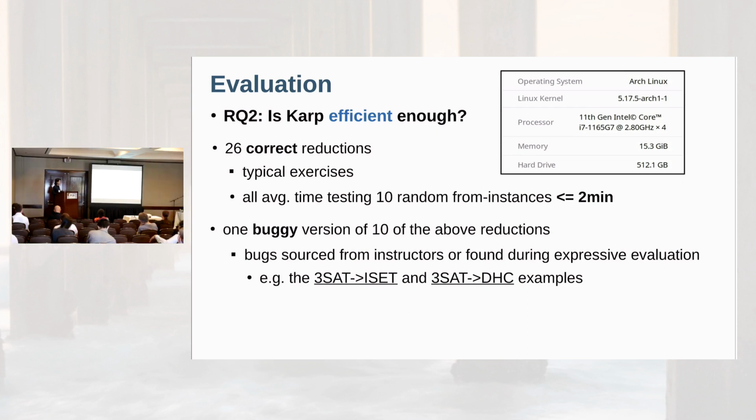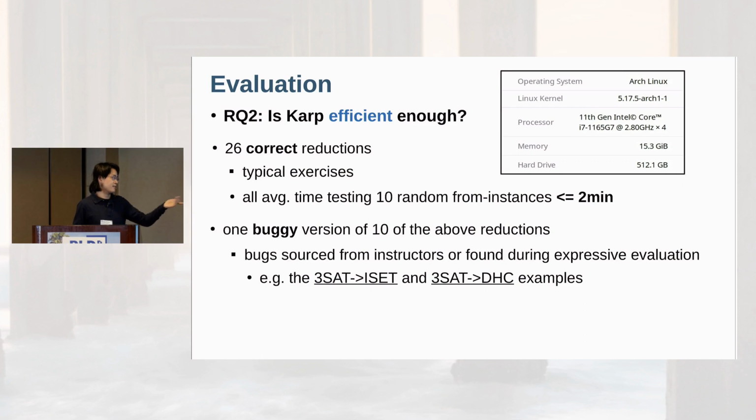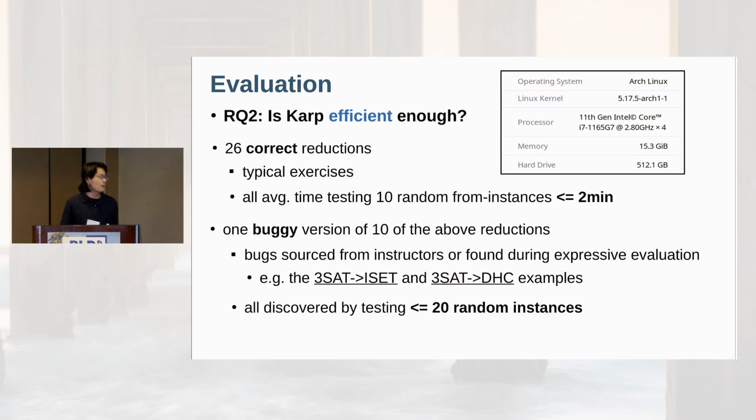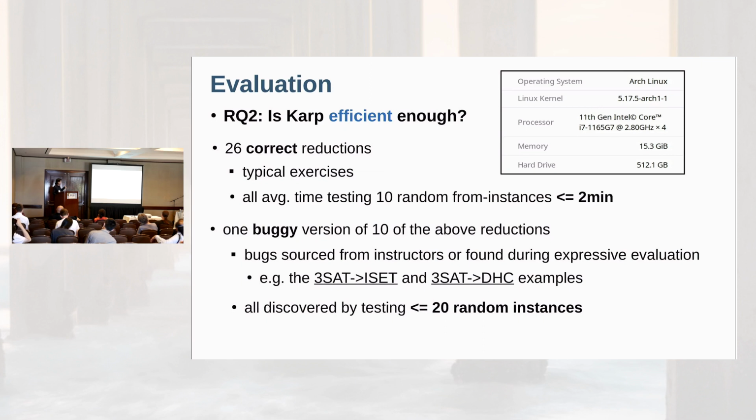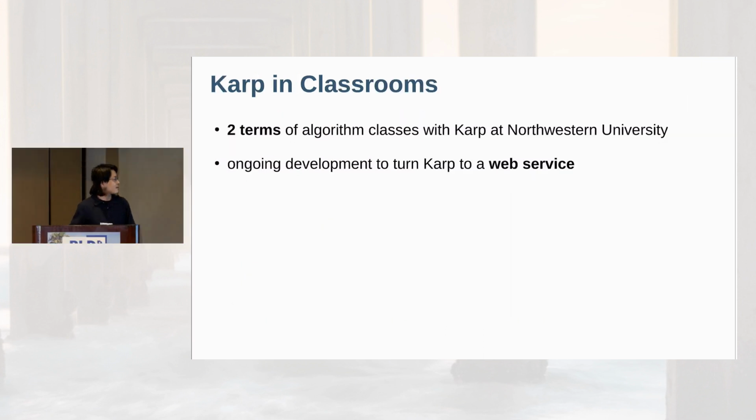Examples of these bugs are the 3-SAT to independent set mistake that you have seen, and also the Hamiltonian cycle reduction at the beginning of the talk. All these buggy reductions are caught by testing no more than 20 random instances. So random testing is actually pretty effective despite the number being small, since these 20 instances take no more than 5 minutes.